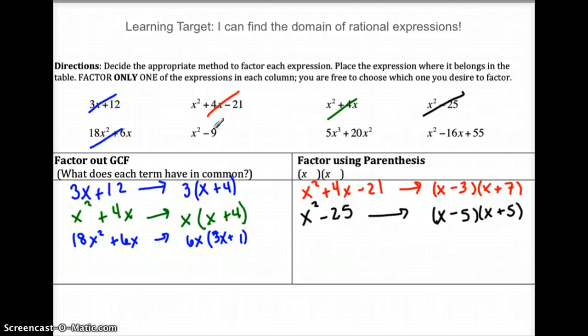Okay, x squared minus 9. That's kind of like x squared minus 25. It is factorable with an X puzzle. What multiplies to negative 9 and adds to 0? Maybe you can already guess it. Guessed it already: x minus 3, x plus 3.